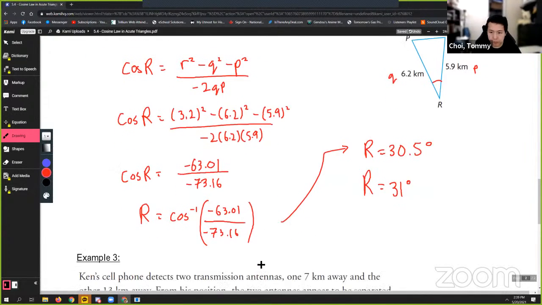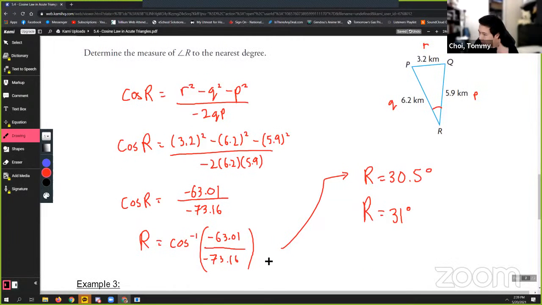Okay. So make sure you're able to do this on a calculator correctly. Really important that you are able to do so. Okay. And it's just the understanding of deciding and identifying, hey, this is cosine law, I need to use it.